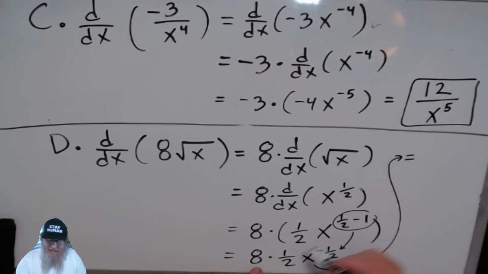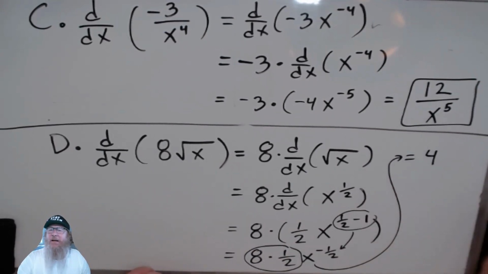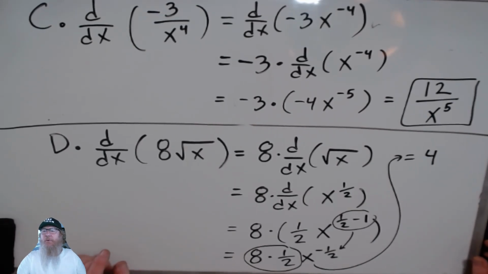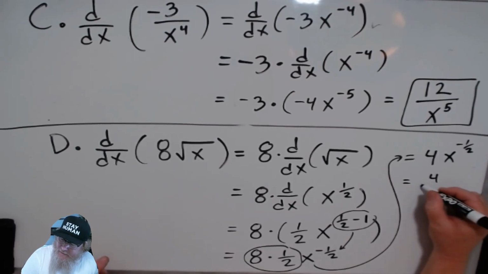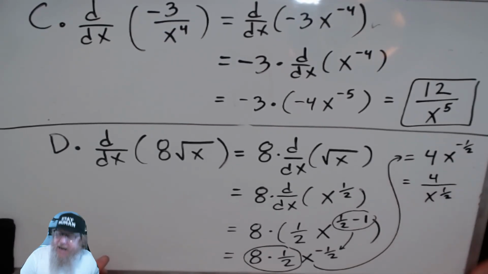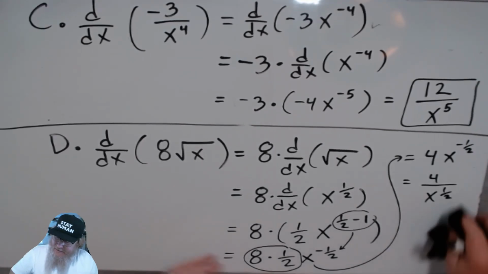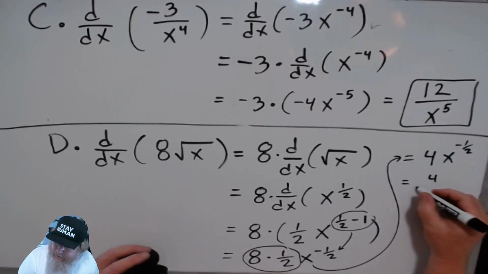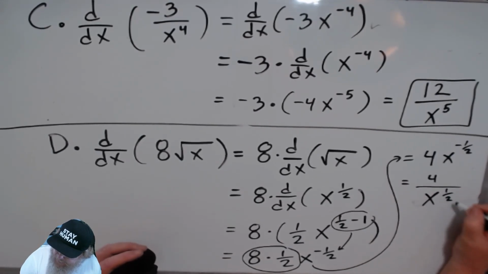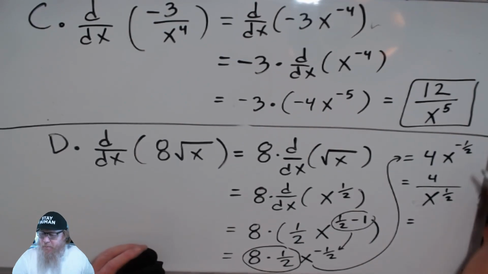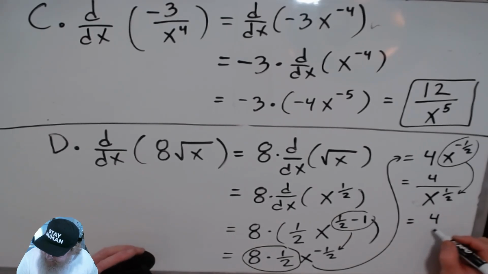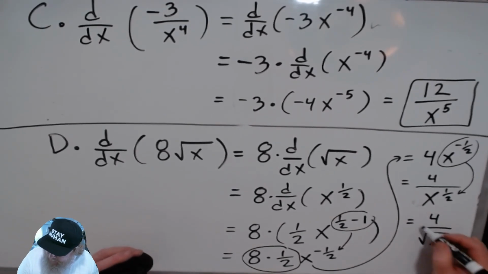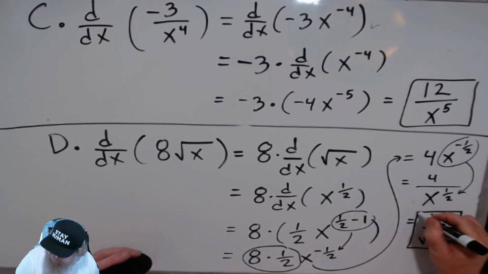So now I've got 8 times 1/2, which is 4. Again, DIY. 8 times 1/2 is the same as 8 divided by 2, which is 4. Then x to the negative 1/2. You've got to get rid of the negative first, right? No negatives or fractions. So get rid of the negative first. So the 1/2 goes to the bottom and becomes positive. And then finally get rid of the fraction. And that's your simplified answer.